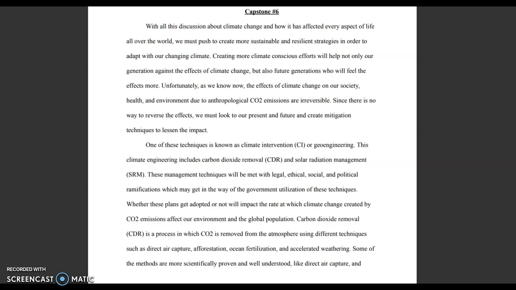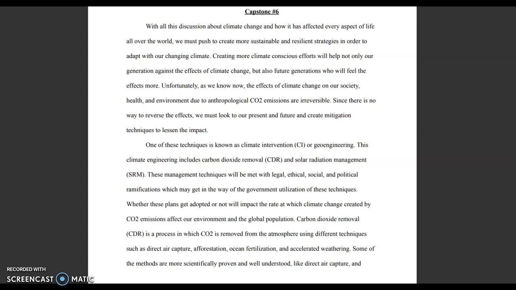With all this discussion about climate change and how it has affected every aspect of life all over the world, we must push to create more sustainable and resilient strategies in order to adapt to our changing climate. Creating more climate-conscious efforts will help not only our generation against the effects of climate change, but also future generations who will feel the effects more.